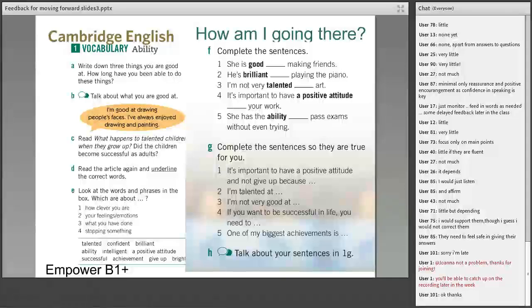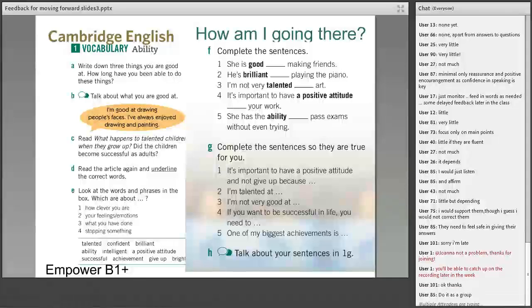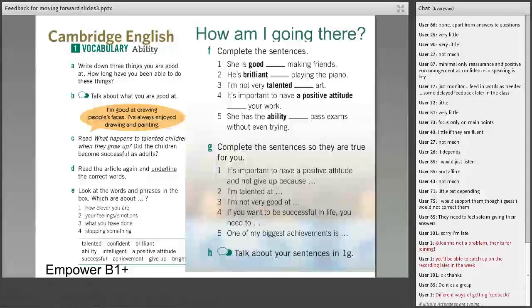You could just stand at the front and say, okay, what's the answer to number 1? People shout out the answers. Okay, but can you think of some different ways of getting feedback? Could you put those in the chat for me, please? I'll just give you a few minutes to do that. Any different ways of getting feedback from the students to the whole class?